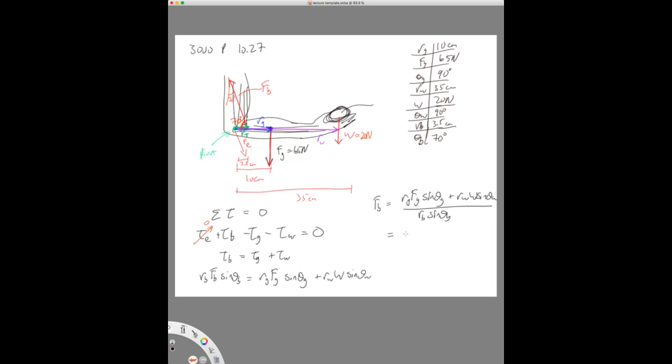So our gravity R is 10, and then we have times 65 times sine of 90. Sine of 90 is just 1. So if I know that ahead of time, it might be easier for me to just put those in as 1. RW is 35, and then times 20, and then times 1. That sine of 90 is going to be 1. And on the bottom, we have our biceps, which is 3.5 times the sine of 70. Let's see what we get.